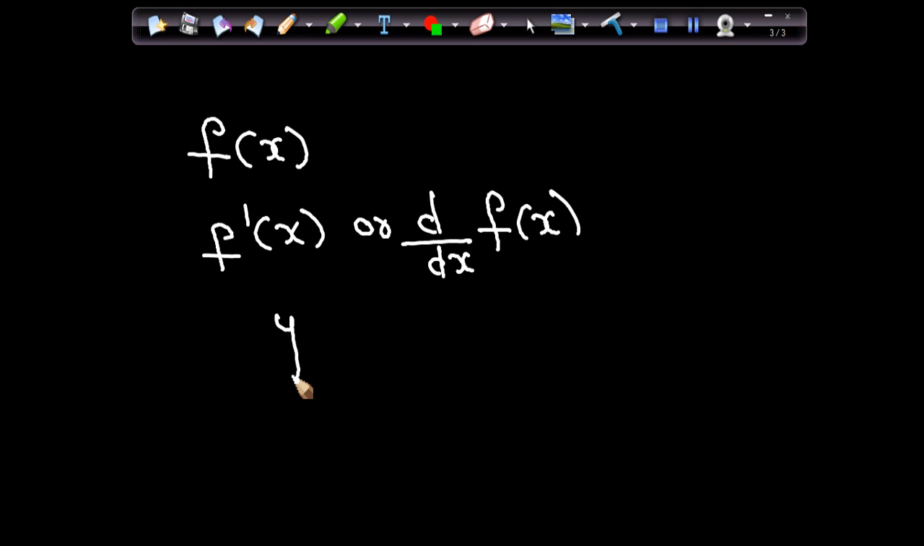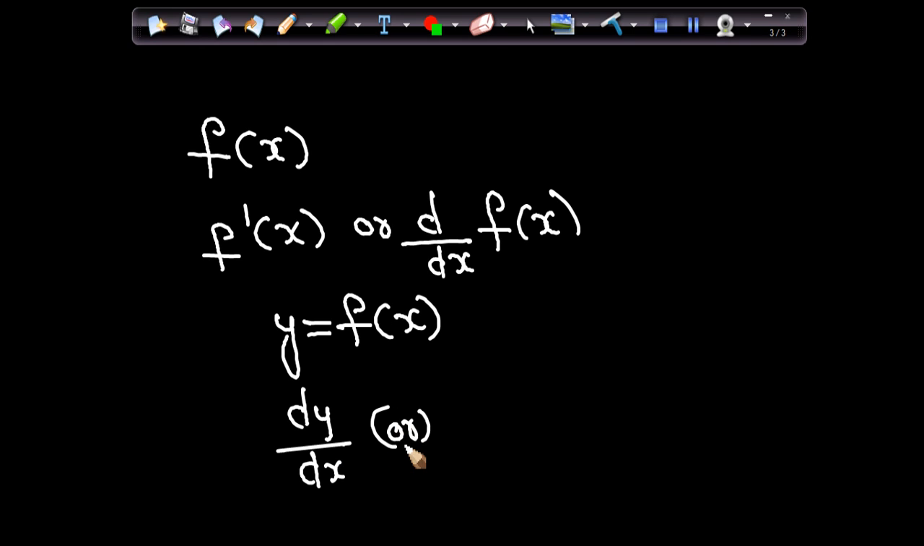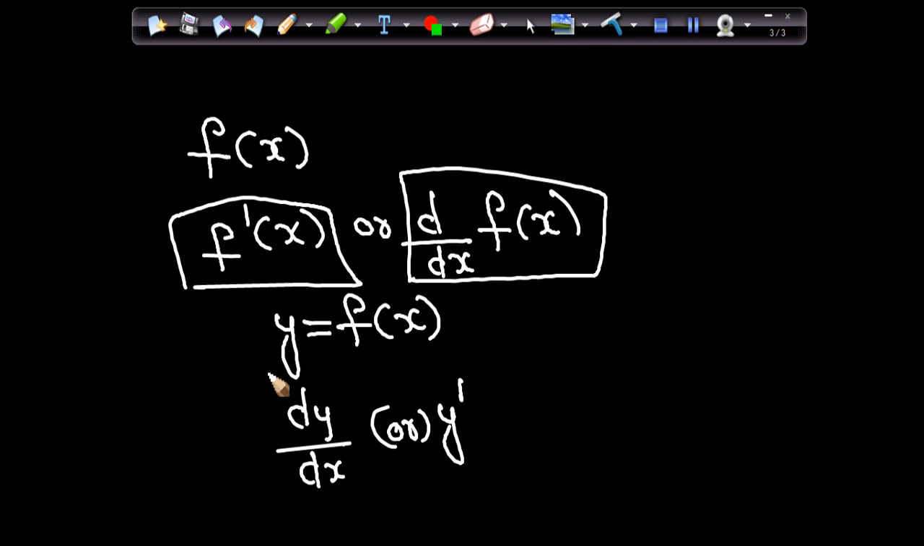If I take, for example, y is equal to f of x, the derivative of the given function can be written as dy by dx, or simply I can write this as y dash. There are many ways to denote the differentiation of the given function. Mainly we use f dash x or d by dx of f of x. If we represent the given function as y is equal to f of x, then I can denote the differentiation as dy by dx or y dash.